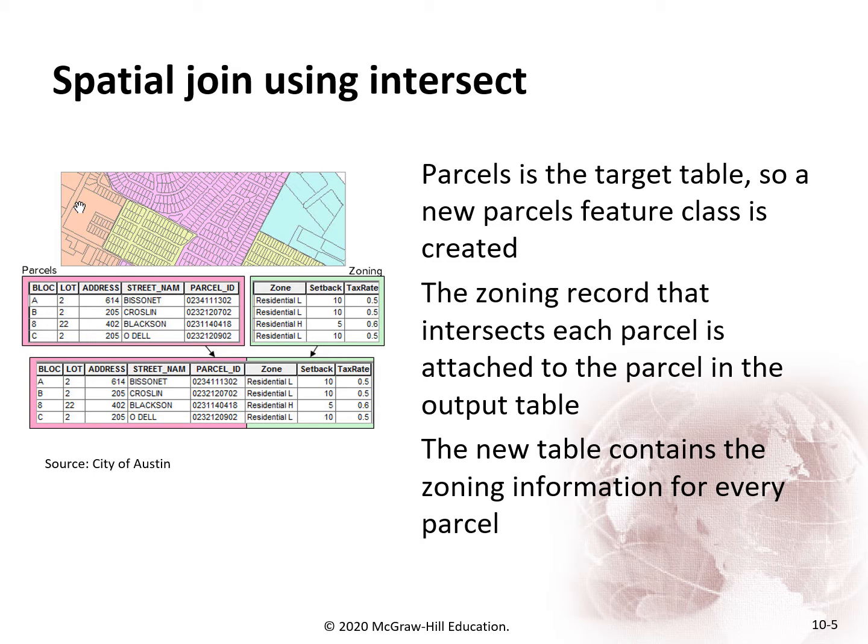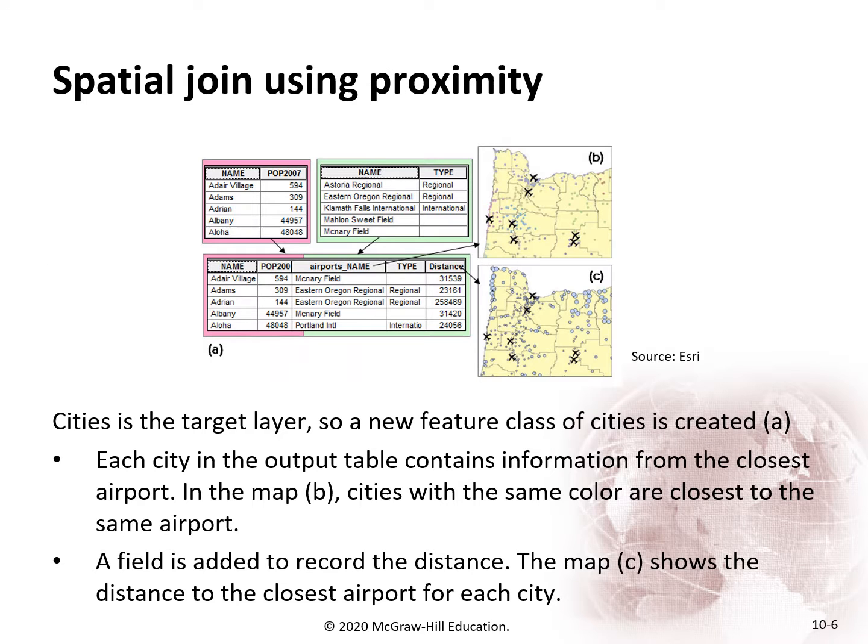We'll look at a couple here. Intersect: parcels is a target, so the new parcel feature class is created. The zoning records that intersect each parcel are then attached to that parcel. Okay, but if you have more than one zone in there, what's it going to do? Well, that's a problem. Proximity: cities is the target layer, a new feature class of cities is created. Each city in the output contains all the information from the closest airport. A field is added that records the distance, and some other stuff.